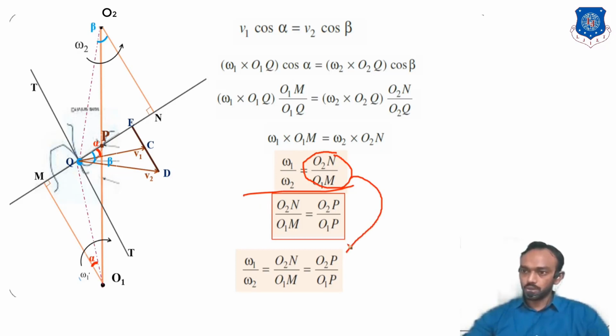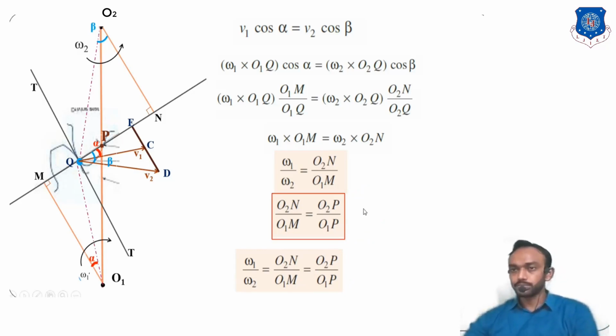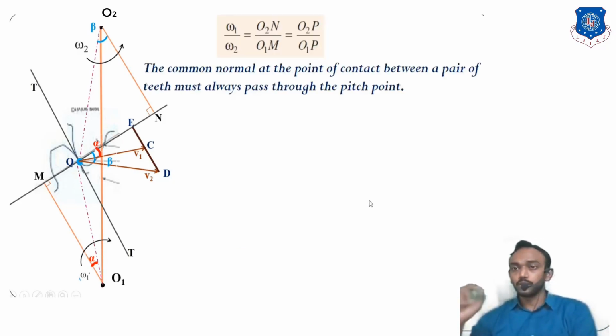So I am explaining why we have introduced the pitch point here, because the pitch point is a point that will remain at the same place. If you want to prove that this ratio will always remain constant, we introduce the pitch point and find that relation. Okay, so now it is time for the statement of the law of gearing.